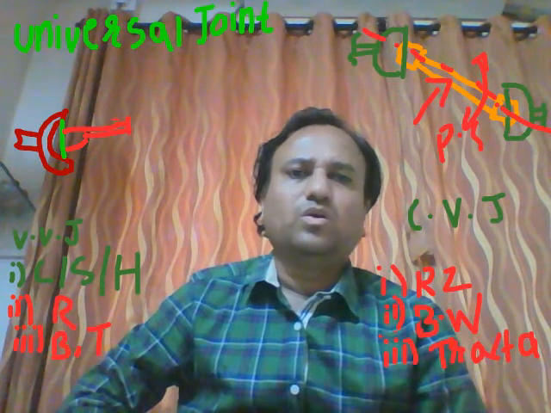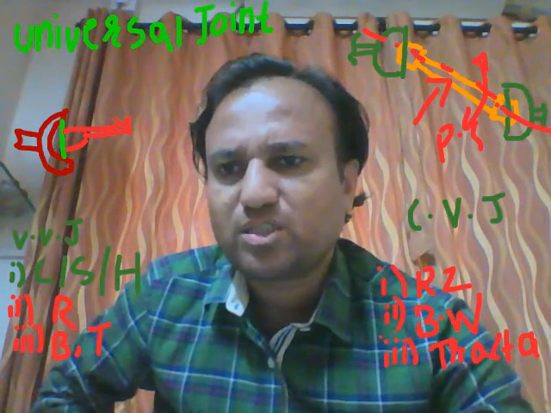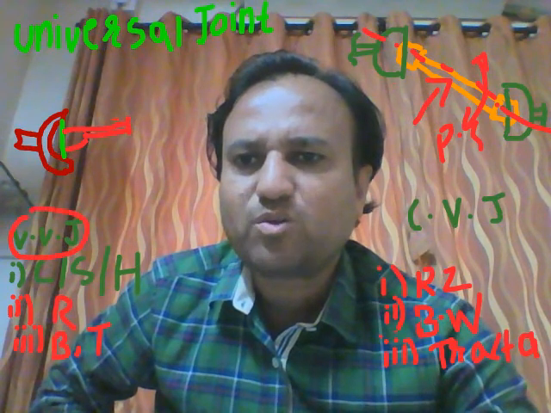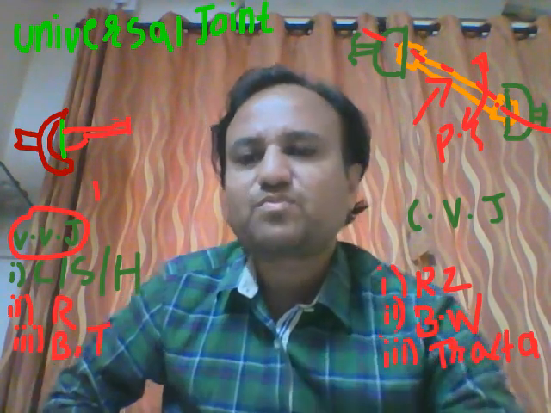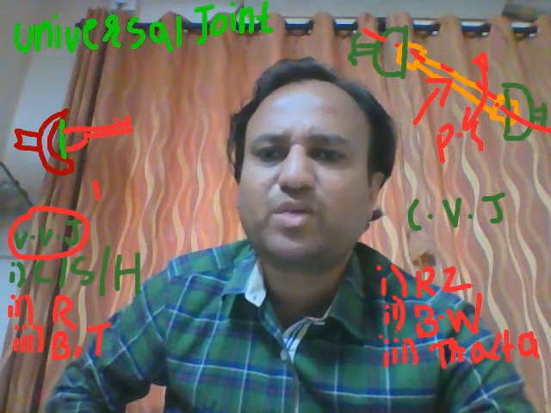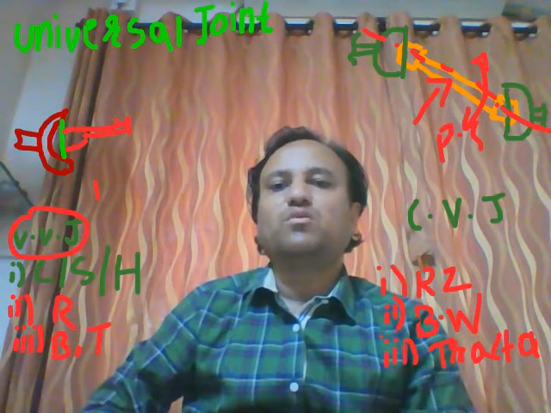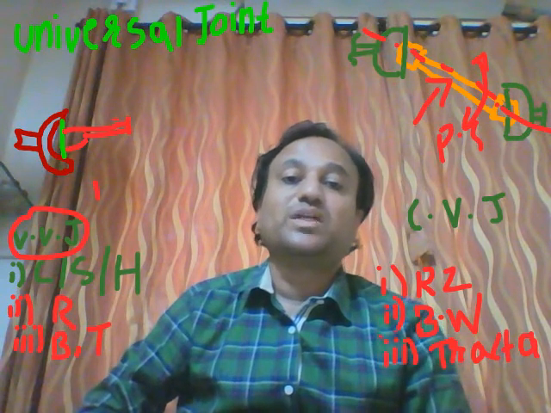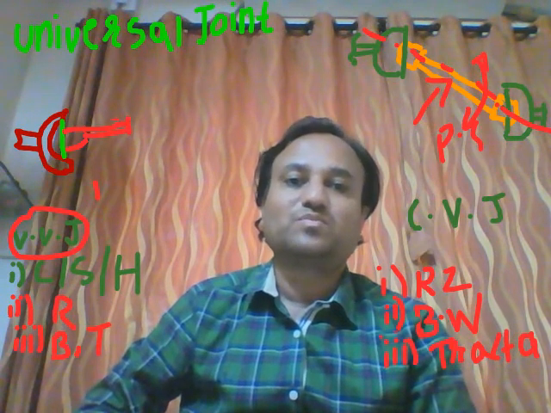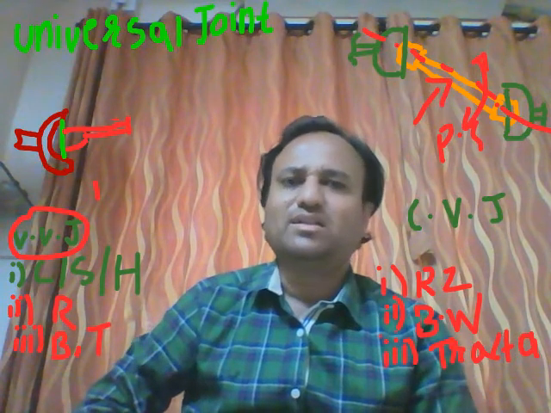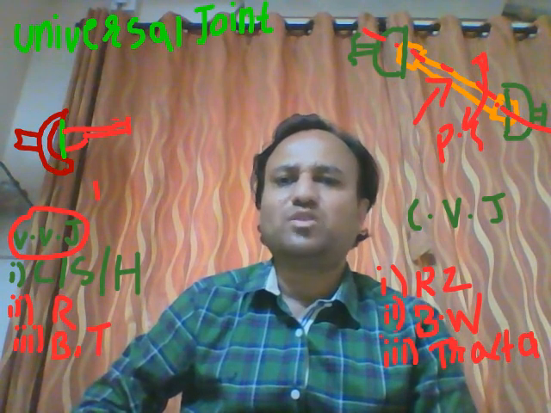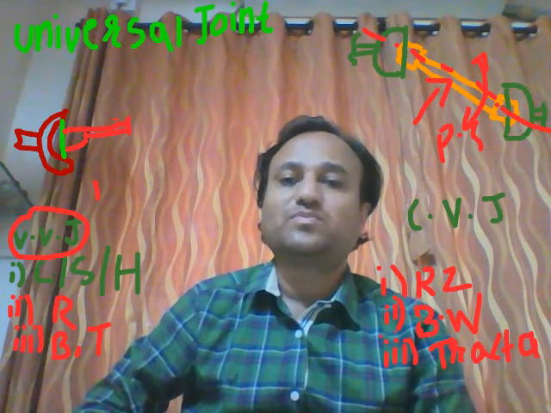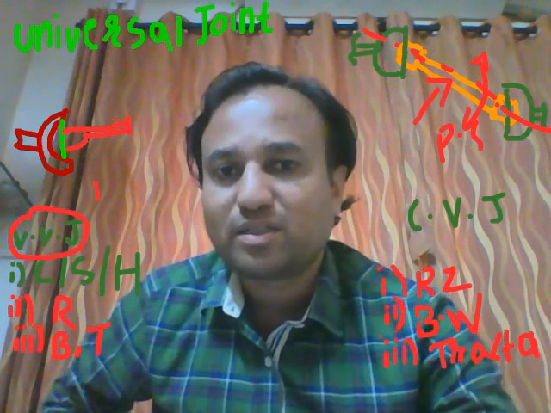So, various types of universal joint. Student, universal joints are classified into two categories. First is the variable velocity joint, VVJ. If the speed of the rotating shaft is varying, then we can use a variable velocity joint. There are three important types.